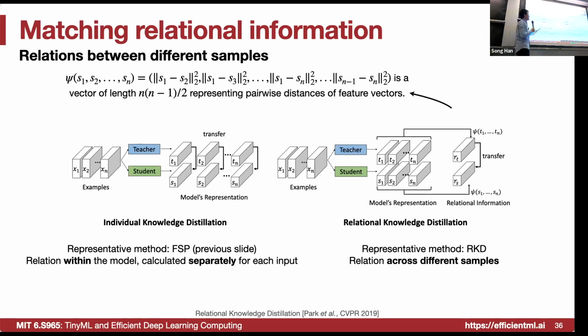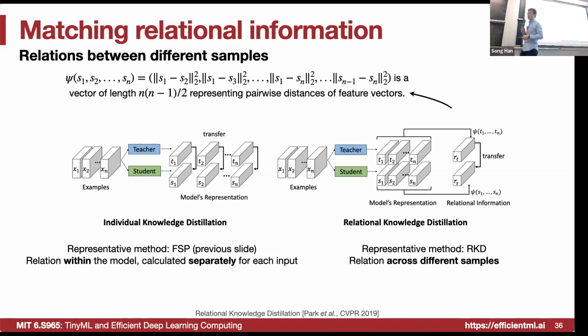So here in relational distillation, given different inputs, we have n inputs producing n intermediate feature maps. Rather than matching feature maps one by one for n different inputs, we first calculate the relationship between these n images. So here we calculate the distance, and we have n outputs.